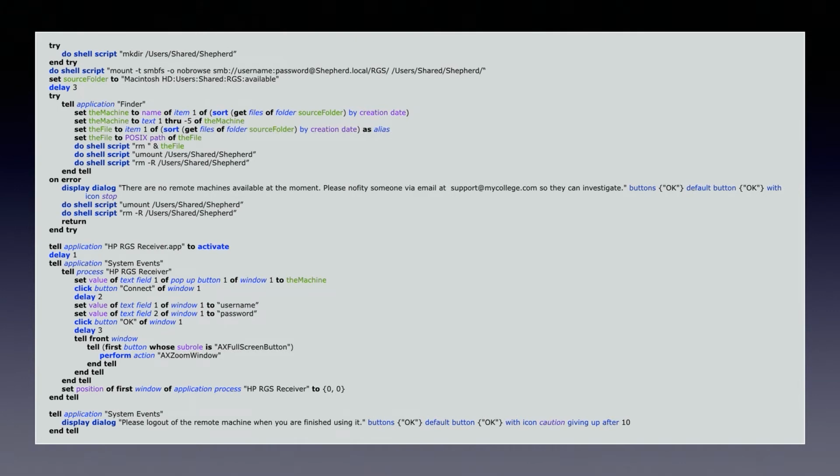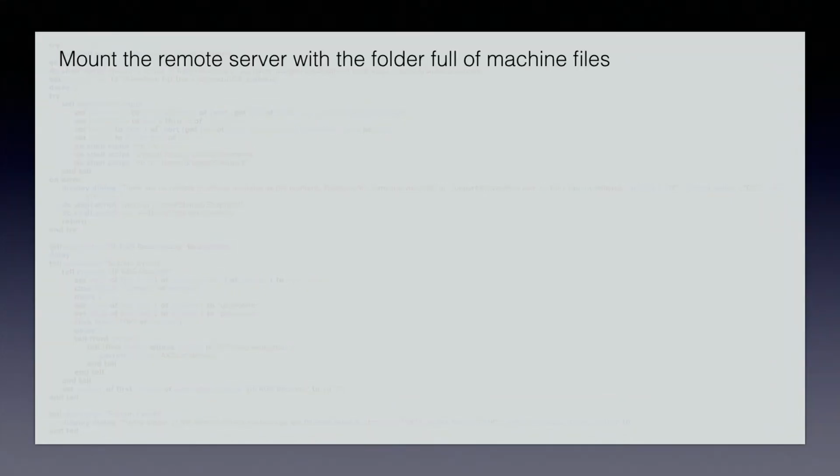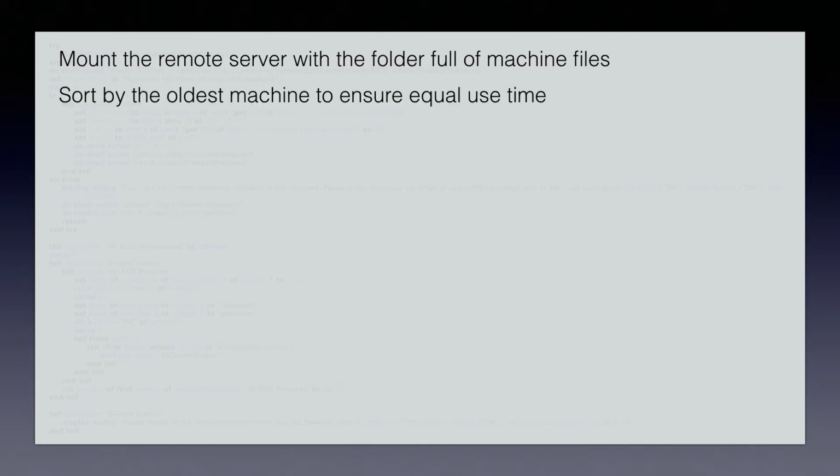And so I created, just so you can see, I'm not going to go through every line of this, but it's a pretty short AppleScript. And I'm just going to go through it to show you what it'll do. So it'll remount the remote server with the folder full of machine files, right? It then sorts that folder by the oldest machine, because we want to really round robin these and not just grab machine 3 all the time, right? So it's going to be whichever one hasn't been touched the longest gets to the top of the pile.